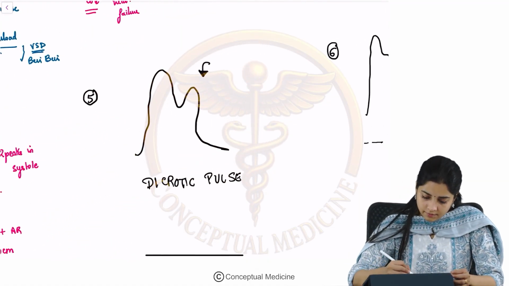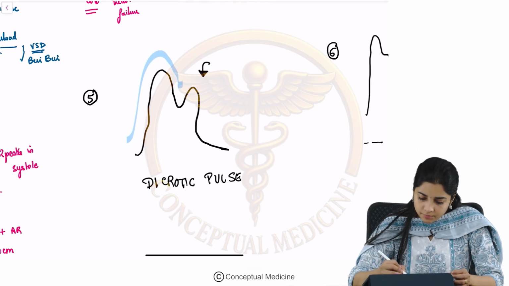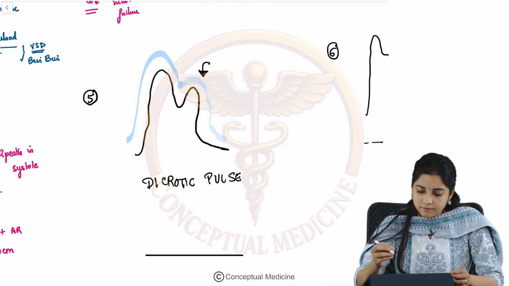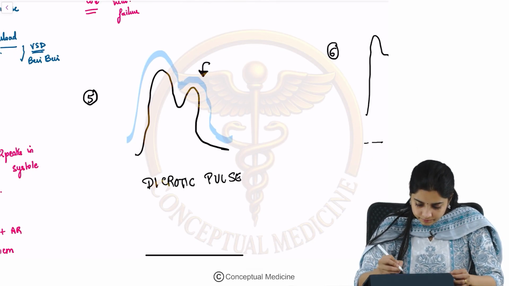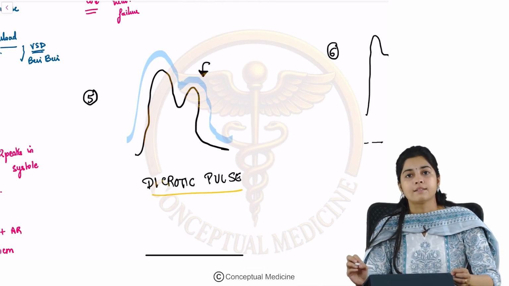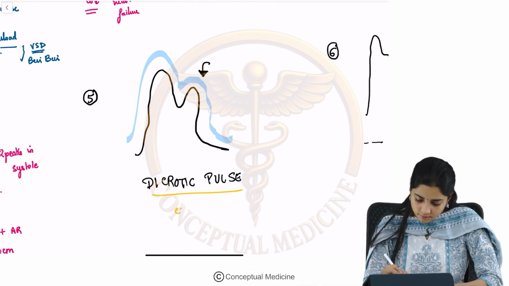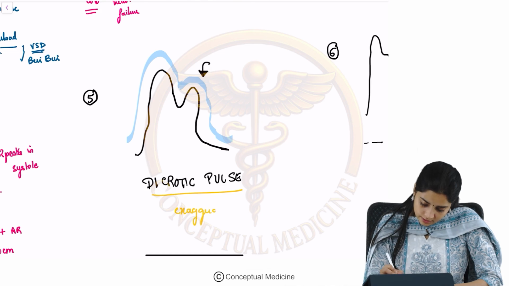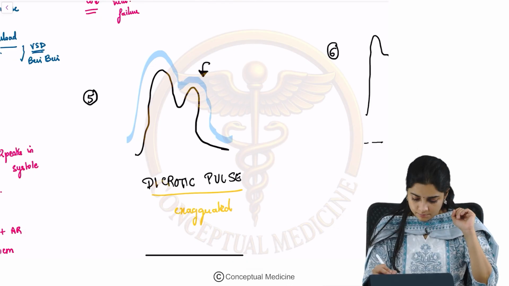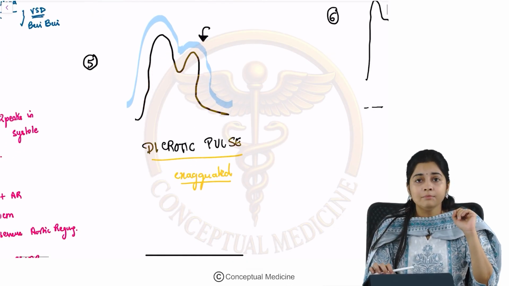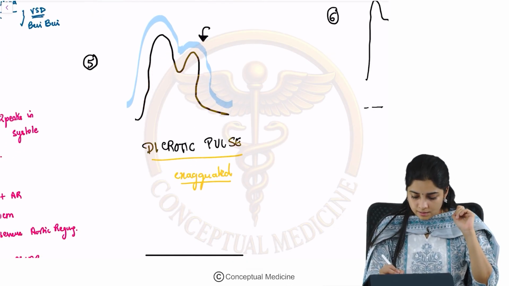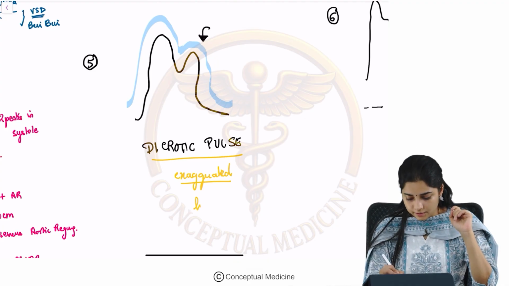So what is this wave? You are seeing there is a normal waveform, but you are seeing that the dicrotic wave is more exaggerated. So this is what we call the dicrotic pulse. An exaggerated dicrotic wave is what we call the dicrotic pulse. And this can be seen in some forms of heart failure.